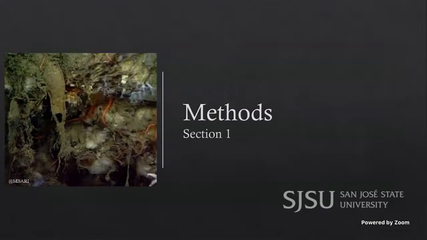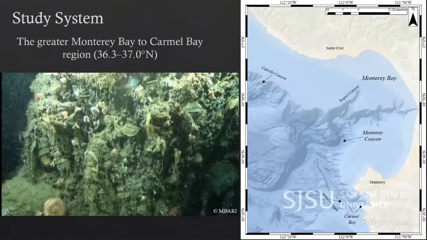My study system spanned the greater Monterey Bay to Carmel Bay region, approximately 36.3 to 37 degrees north latitude. The benthic habitat within Monterey Bay includes regions of rock, such as reefs, submarine canyons, or seamounts, as well as unconsolidated stretches of mud, sand, or gravel. The canyon systems within my study region are the geologically most important, the Monterey Canyon being the largest, with the Carmel Canyon to the south and Soquel and Cabrillo Canyons to the north. And these regions are comprised of large granite and sedimentary rock outcrops surrounded by mud.